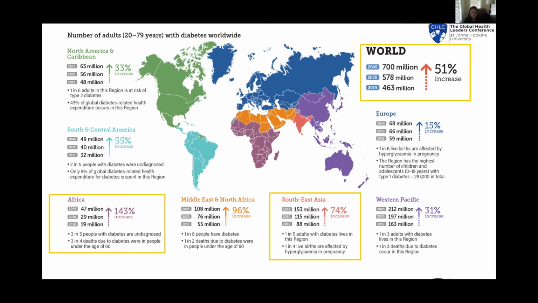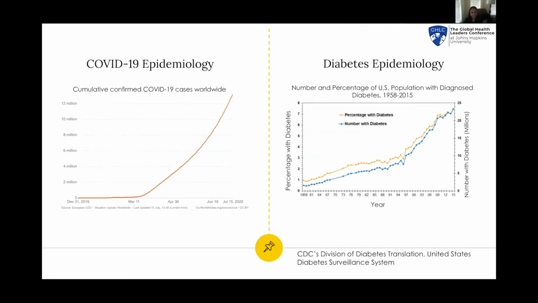Now, when we talk about pandemics, our first thought is usually COVID-19, which is why I have 2 graphs showing the eerie similarities that COVID-19 and diabetes share.